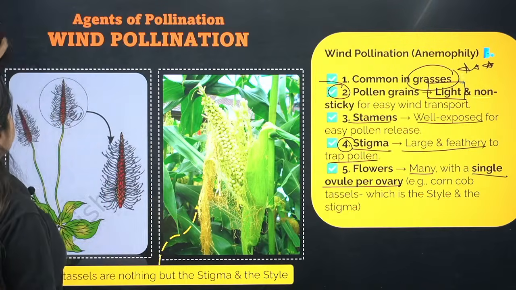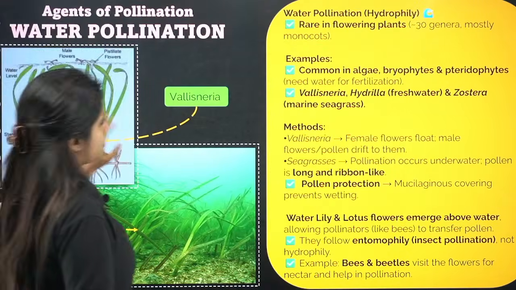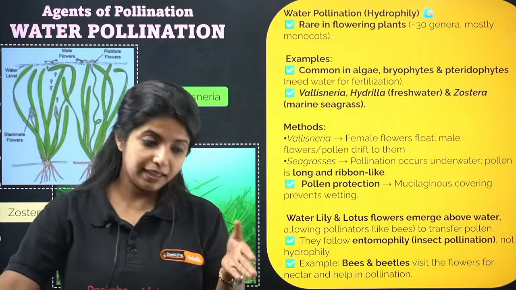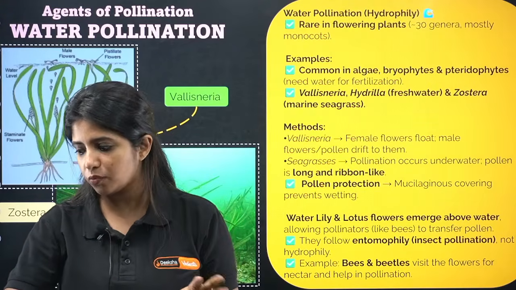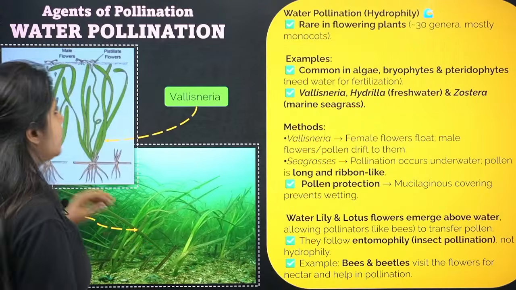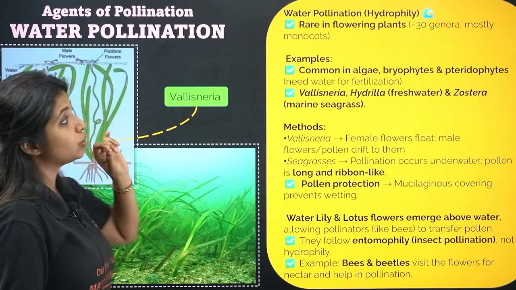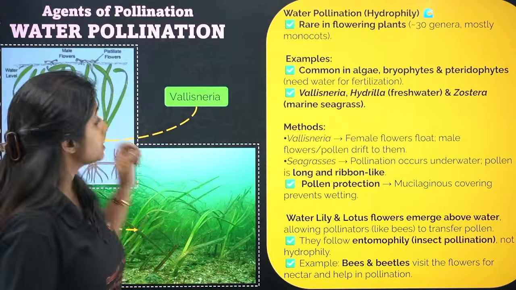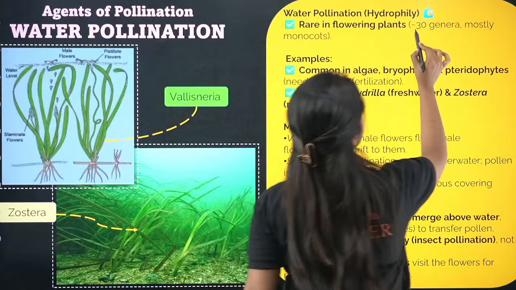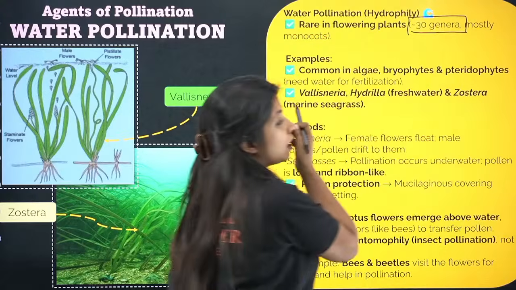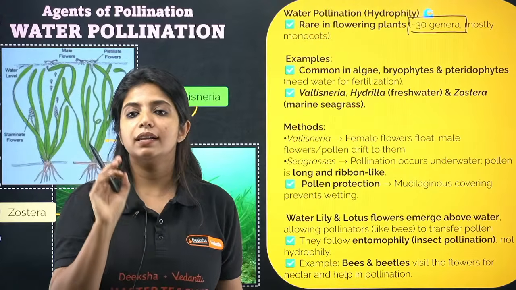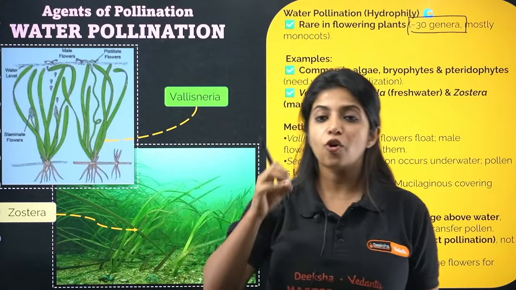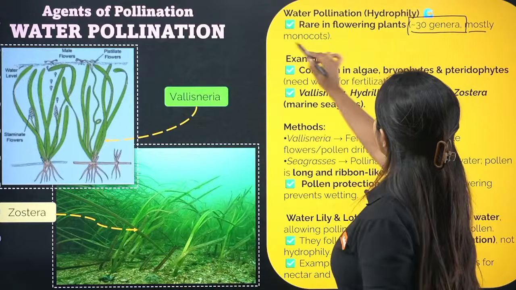Let's go ahead then. The next type of pollination that we have is water pollination. As I said, if you compare wind and water, wind is more common and water is not very common. Water pollination is actually very rare in flowering plants, and this number is important. Only 30 genera of monocots undergo water pollination. Please remember, monocots are the ones that undergo water pollination.